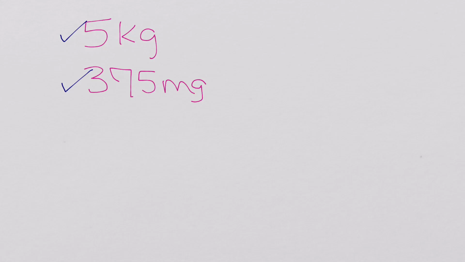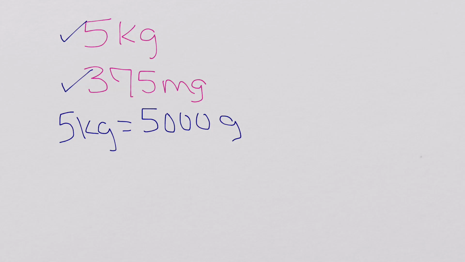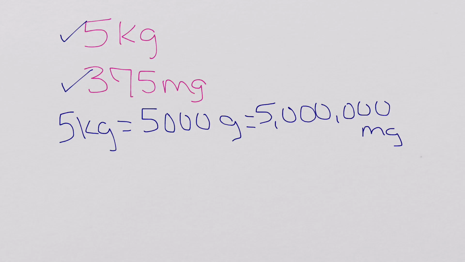So to figure this problem out, we first need to convert our kilograms to milligrams. So they gave us 5 kilograms, and that equals 5,000 grams, because there's 1,000 grams in 1 kilogram. But there's also 1,000 milligrams in 1 gram, so we would multiply the 5,000 by 1,000 again, which would give us 5 million milligrams. So in that 5 kilograms that they gave us, there's 5 million milligrams.